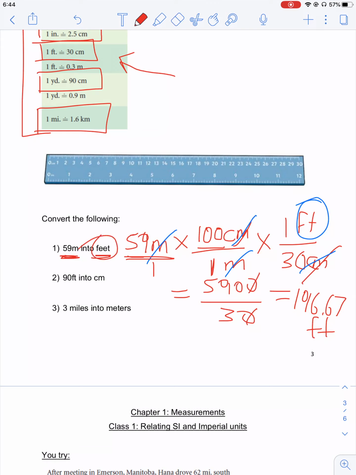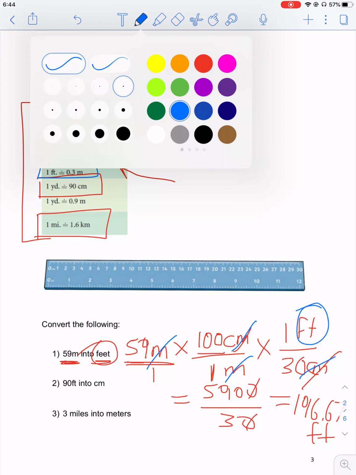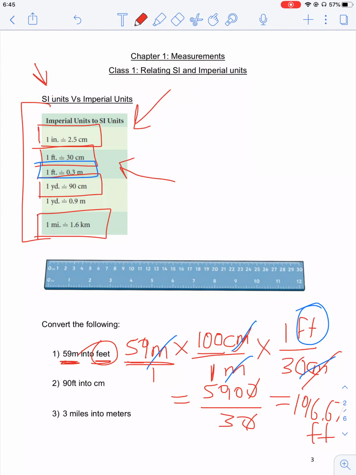Now, so this is kind of long, right? A faster way, I guess, would be to just use this ratio over here. So I'm going to do this question again using this ratio, okay? And it will give you the same thing. So let me erase all this, make some space. So we have 59 meters. And I have to change this into feet. So I'm looking for a ratio between meters and feet, and this blue one over here gives me that, right?